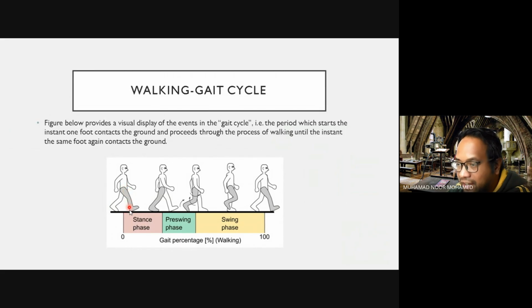Kita ambil kaki kanan. One cycle of walking gait is when the leg, okay, leg ni kaki kanan, it moves, it has a contact. This is the first contact, and then it moves until it has another same contact. Ini kita panggil sebagai satu walking gait. Okay, so we have several movements in one walking gait.